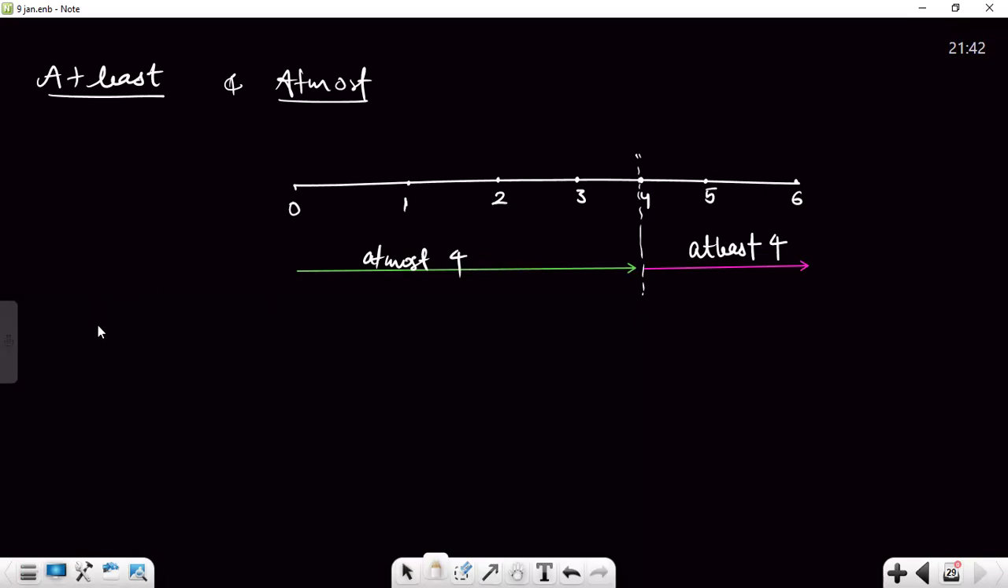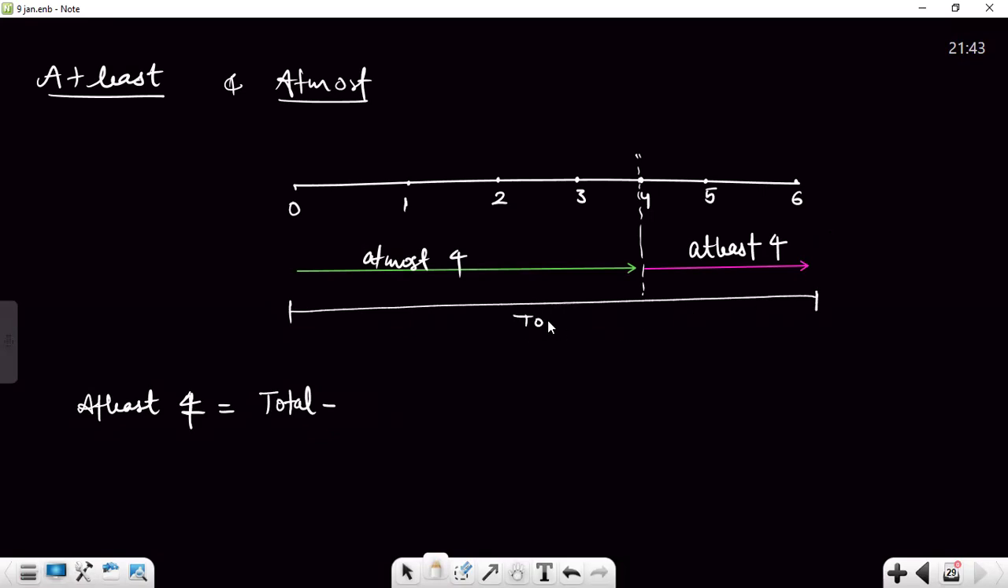So if I write at least 4, let's say here, then it is total minus the cases of 0, 1, 2 and 3, where total is 0 to 6. At least 4 means this only, right?